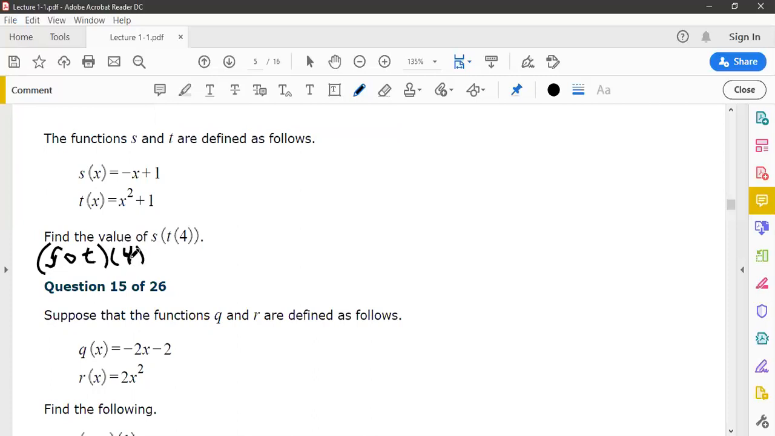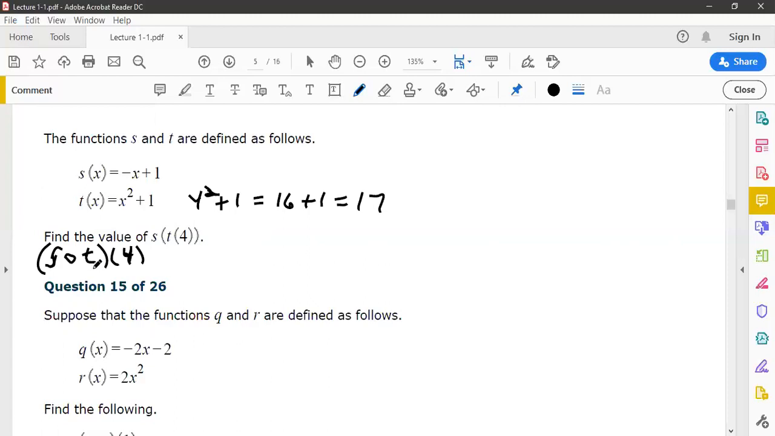Again, we work from right to left. In this case, instead of an x, it's a 4. We take the 4 and replace it into the t function for x. That would give us 4 squared plus 1, which is 16 plus 1, which equals 17.